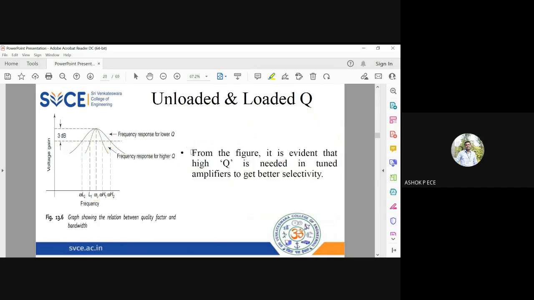From the figure it is evident that a very high quality factor is required in tuned amplifiers to get better selectivity. So it is natural that whenever you have a very high quality factor, the bandwidth is narrow and the selectivity is going to be very good in your tuned amplifier circuit.